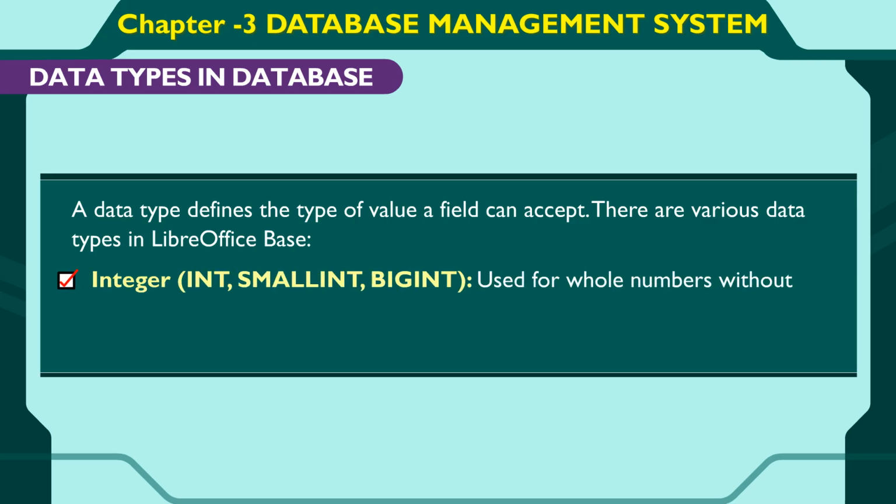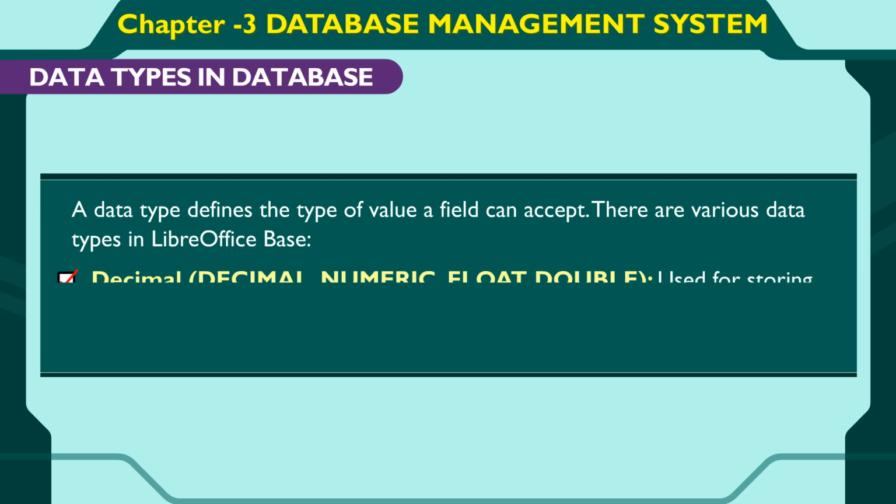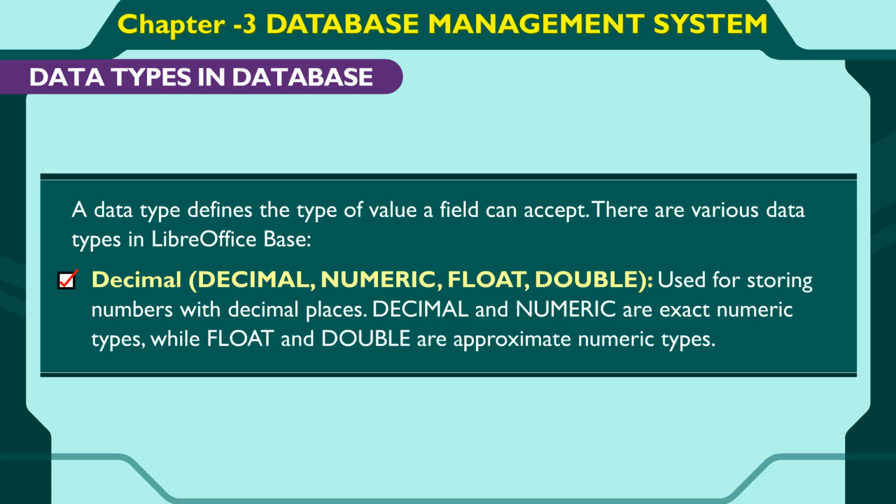Integer: Int, Small Int, Big Int. Used for whole numbers without decimal places. The size of the integer determines the range of values it can hold. Decimal: Decimal, Numeric, Float, Double. Used for storing numbers with decimal places. Decimal and Numeric are exact numeric types, while Float and Double are approximate numeric types.